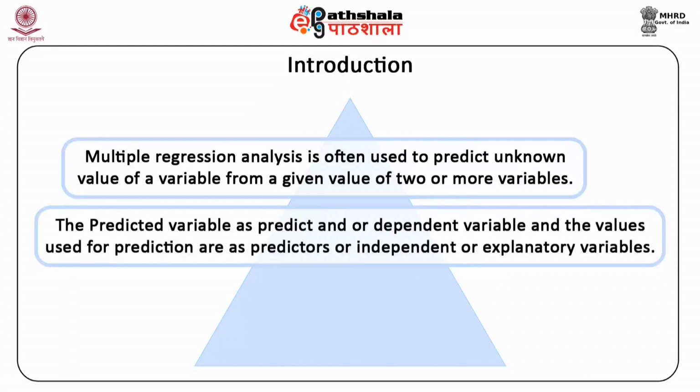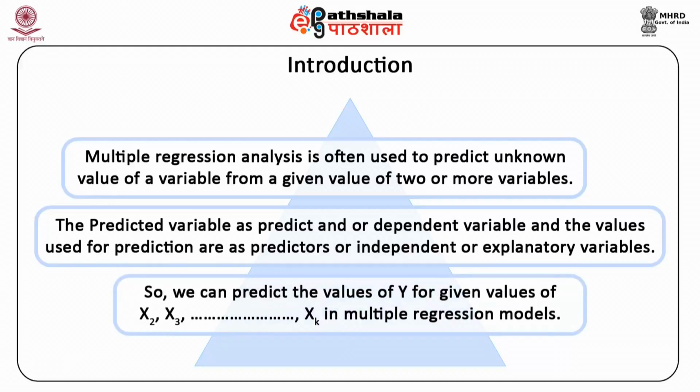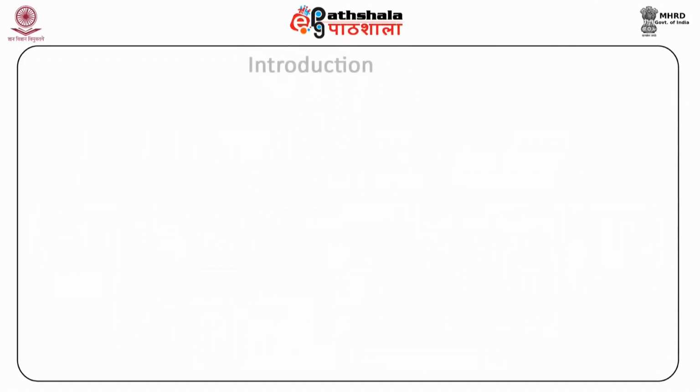We call the predicted variable the predictand or dependent variable, and the values used for prediction are called predictors or independent or explanatory variables. So we can predict the values of y for given values of x2, x3, so on up to xk in multiple regression models. We can add more independent variables to simple linear regression model to obtain multiple regression model.